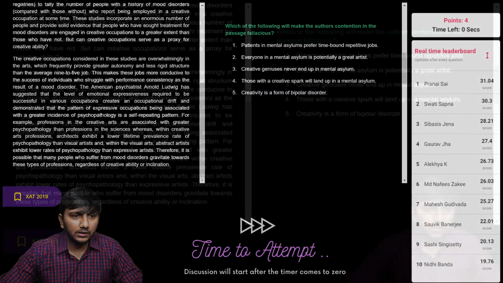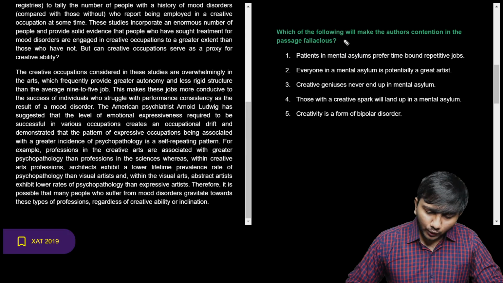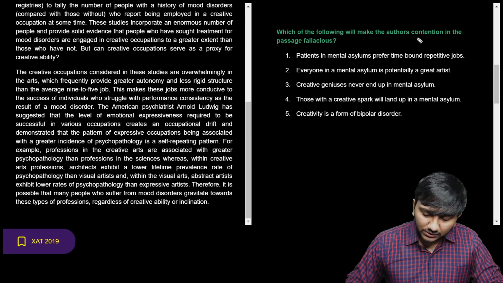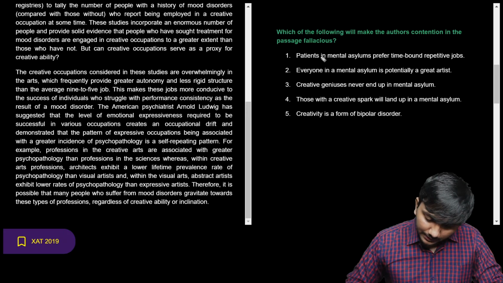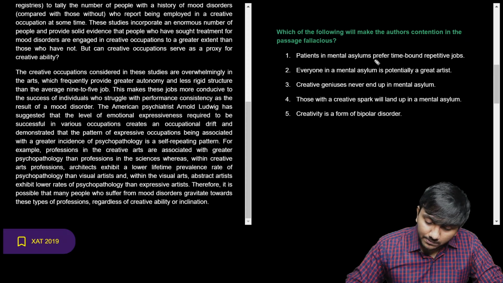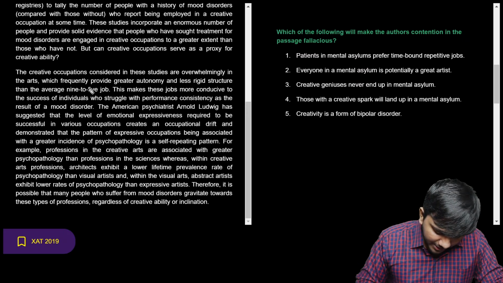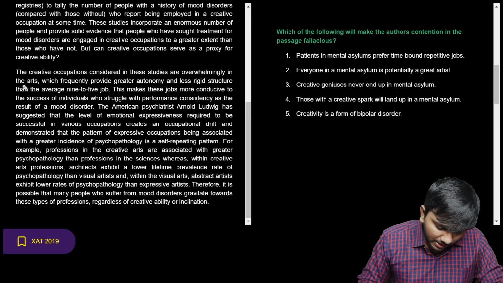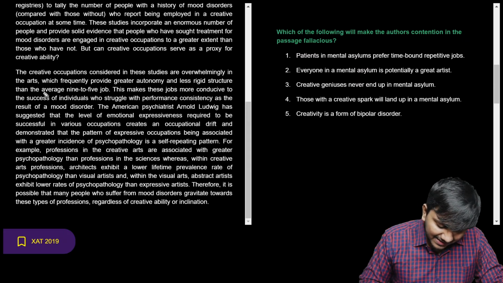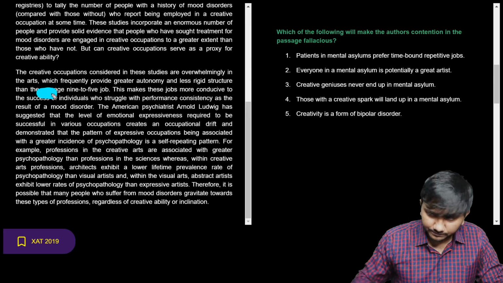Good. Let's see how we can approach this. Looks like a pretty easy one. Which of the following will make the author's contention in the passage fallacious? Fallacious means what? False. Patients in mental asylums prefer time-bound repetitive jobs. Okay, we have it here. It is given the creative occupations considered in these studies are overwhelmingly in the arts, which frequently provide greater autonomy and less rigid structure than the average 9 to 5 job. So it says, just a minute, guys.